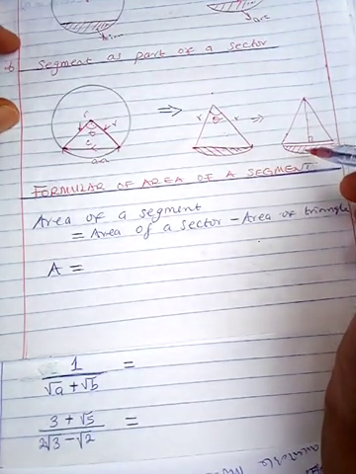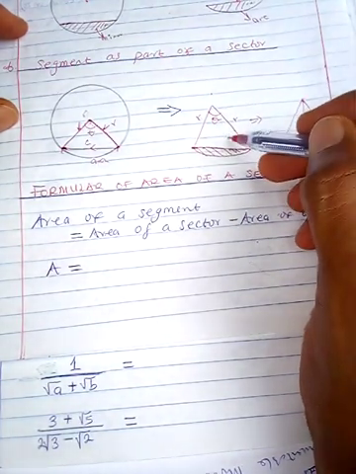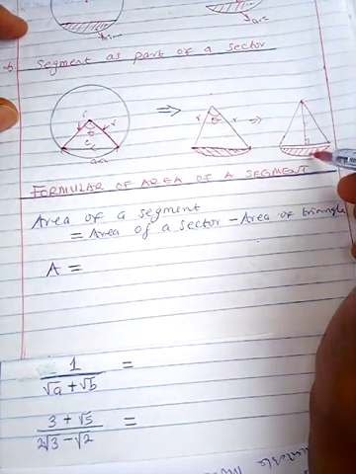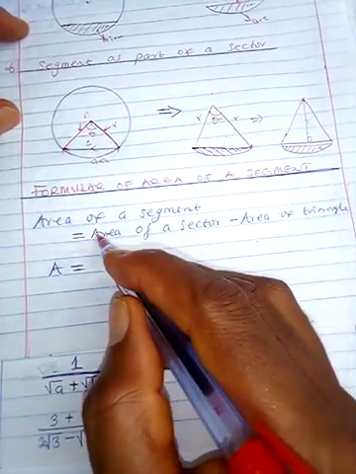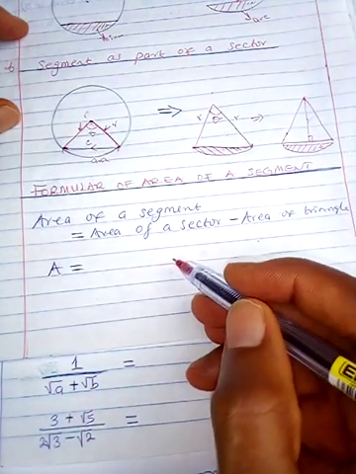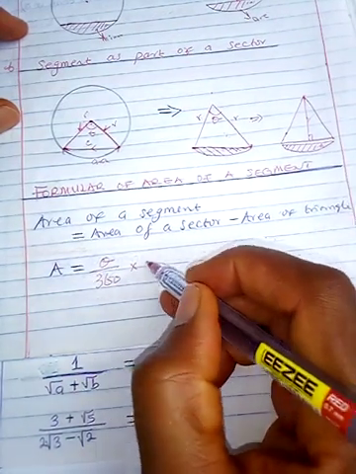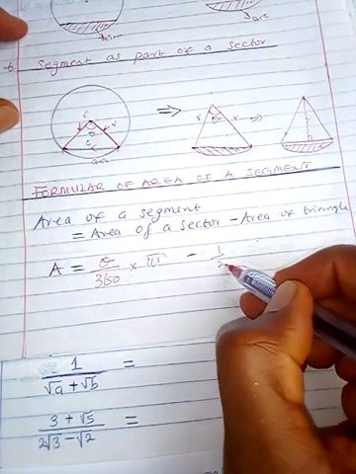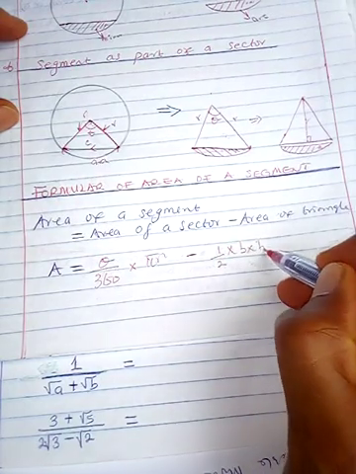So to find the area of a segment, what you do is subtract the area of a triangle from the area of a sector. That means detach this triangle from this sector, and what you'll be left with is your segment. So now we have: area of a segment is equal to area of a sector minus area of a triangle, as we have just explained. Area of a sector is going to be theta over 360 multiplied by pi r squared, minus area of a triangle, which is basically half times base times height.